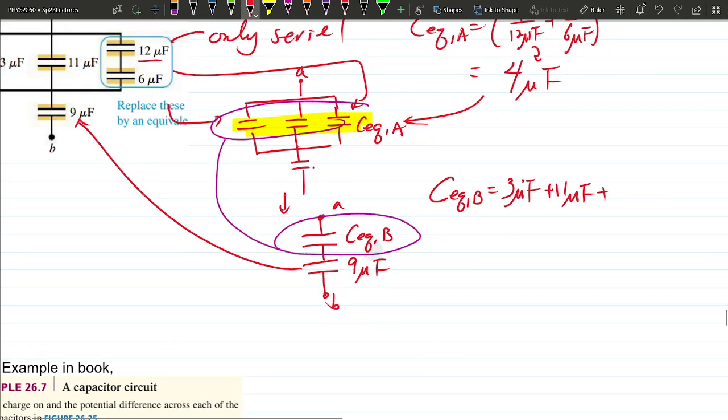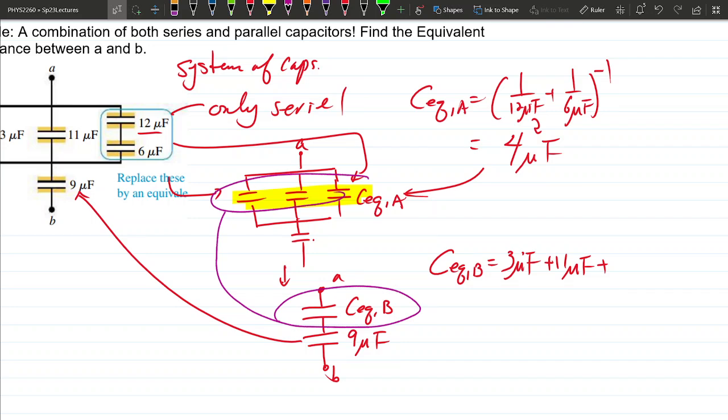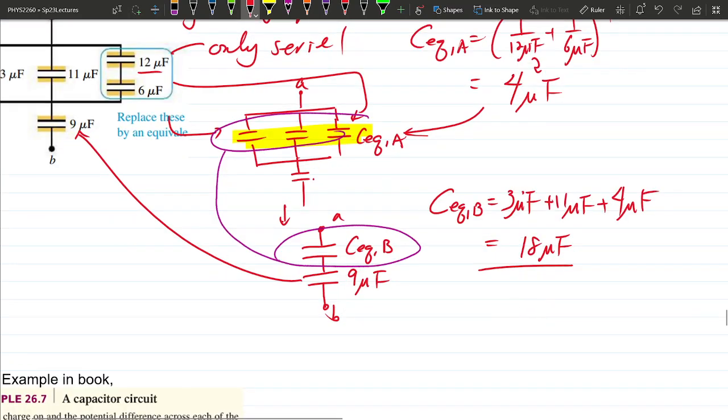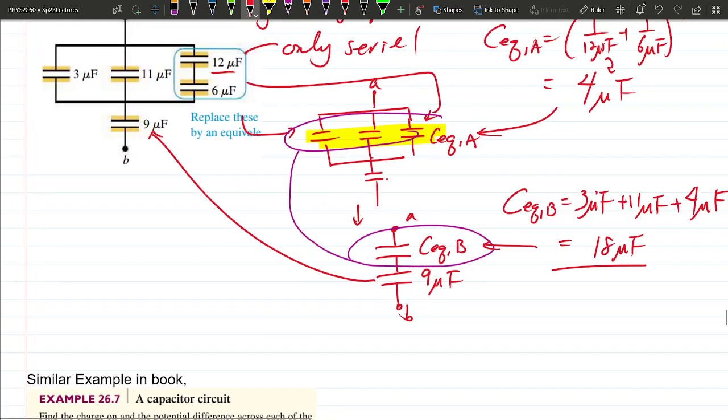C3 is what? Is it 12 or 6? It's actually 4, because we did the equivalent thing. We want to actually add the equivalent. Okay, so that turns out to be 18 microfarad. So that's what C equivalent B is. Okay, one more step to get the total equivalent. We're going to combine both of these into the answer, which is without the letter.